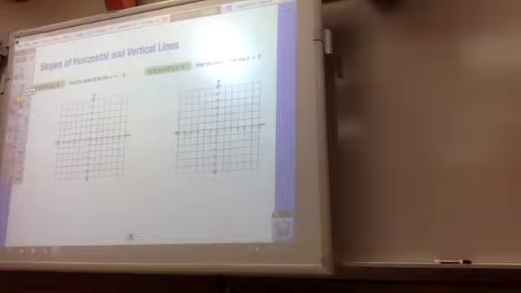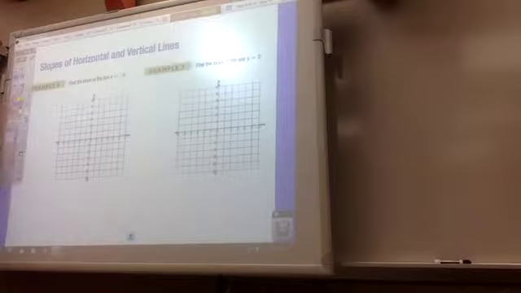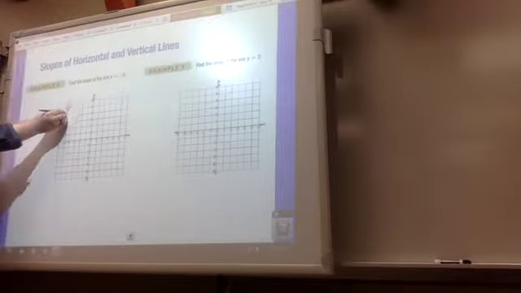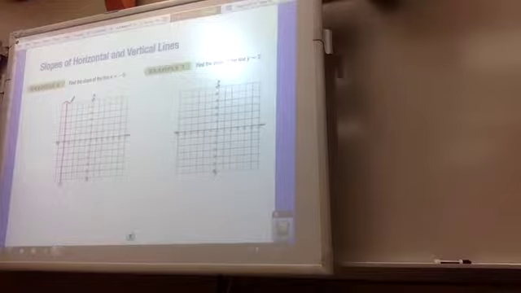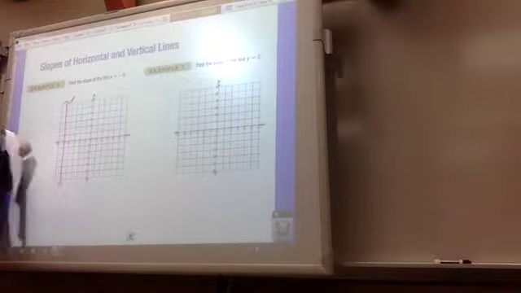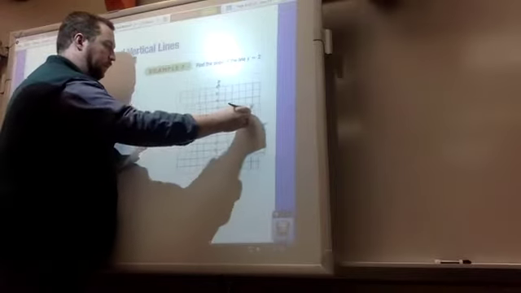Do you remember x equals 2? What kind of line is that? It's vertical. You remember x equals -5, that means here's my -5 on the x-axis, vertical line. Well, for y is equal to, I find the y value on the y-axis, and draw the horizontal line.